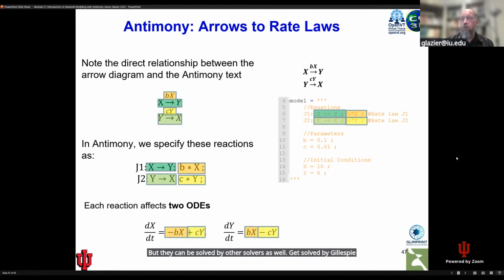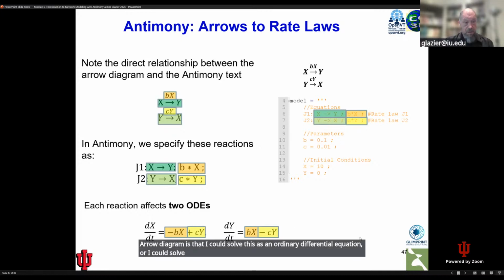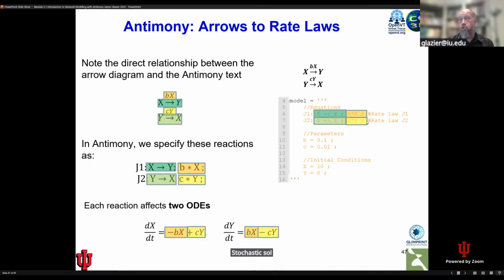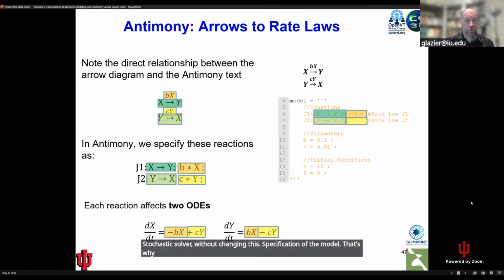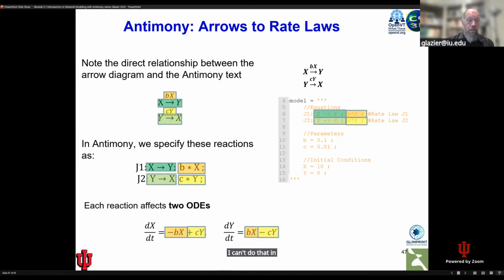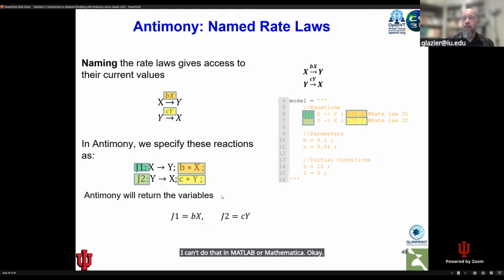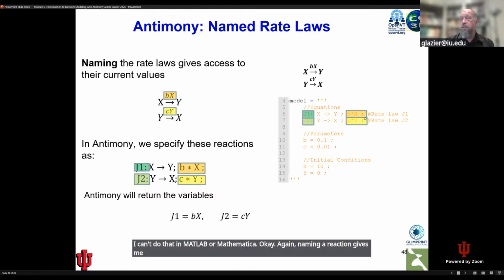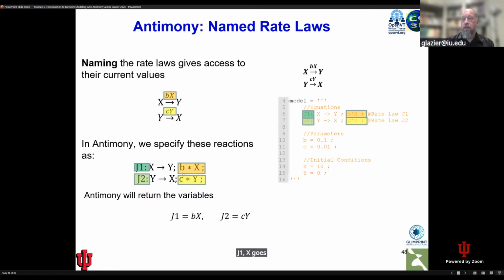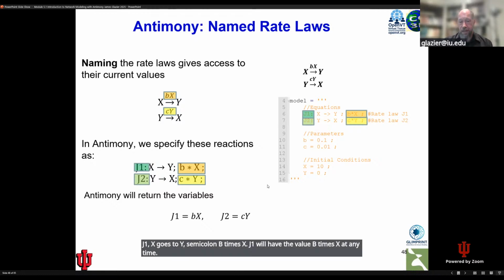So the great thing about writing this arrow diagram is that I could solve this as an ordinary differential equation, or I could solve it as a Gillespie stochastic solver without changing this specification of the model. That's why it's so powerful. I can't do that in MATLAB or Mathematica. Again, naming a reaction gives me access to the value of the rate. J1: X goes to Y; B times X. J1 will have the value B times X at any time. Okay. That's the basics.